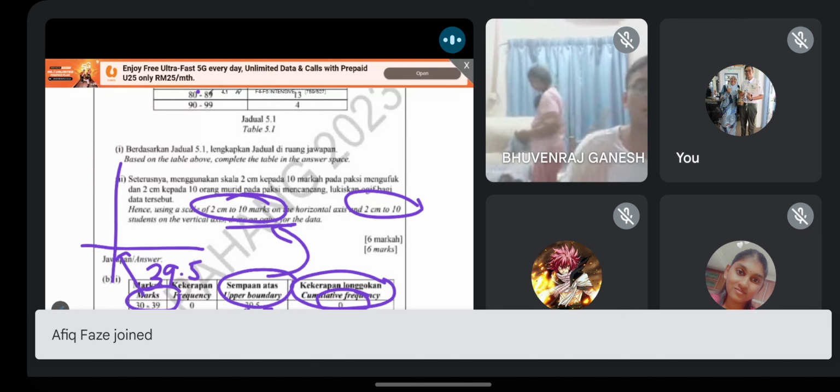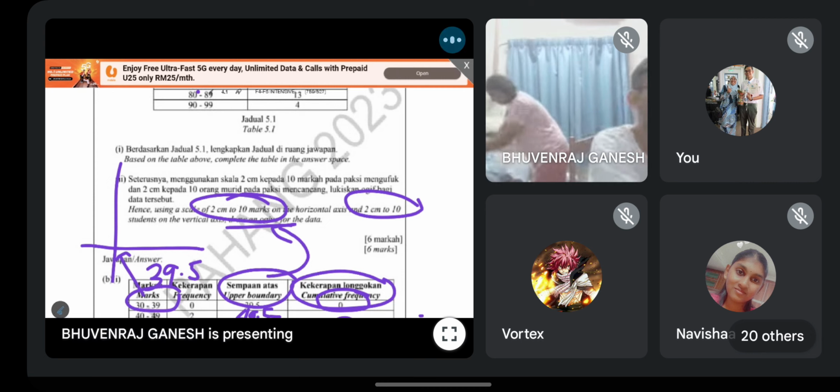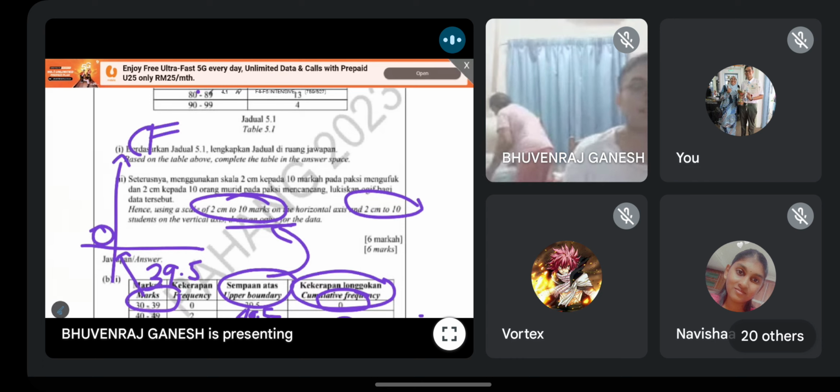Then you continue. 39.5, 49.5, 59.5, 69.5 until the end. Y-axis, of course, start with 0. Then you go up. 10, 20, 30, 40. This one is cumulative, guys. Remember, because ogive. CF, kekerapan longgokan. Okay guys, are you clear on this one?